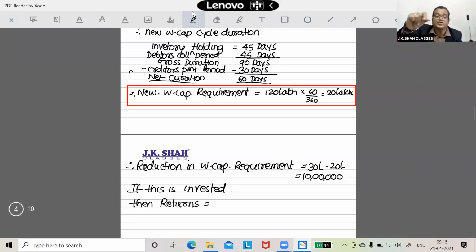Point number 3, you check. Question number 5, point number 3. It can earn 10% on investment. So I will invest this 10 lakh rupees. So 10 lakh into 10%, what will that be? 1 lakh.